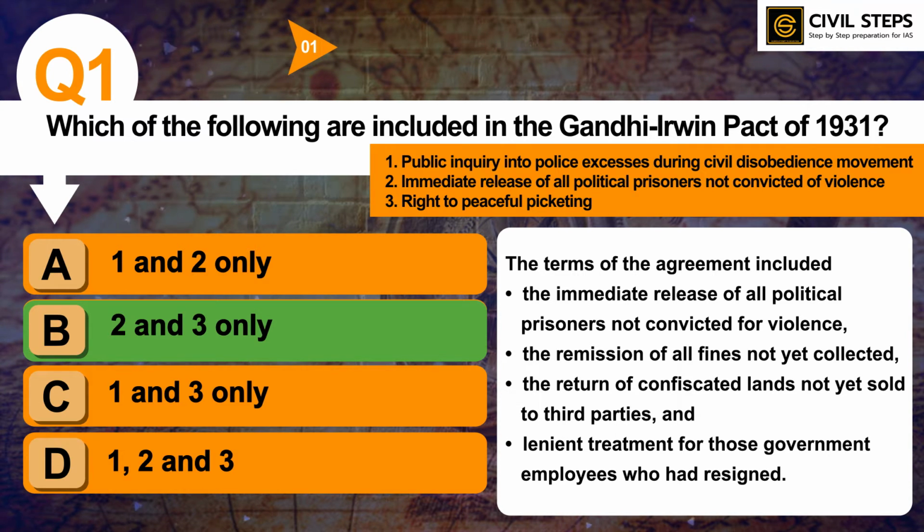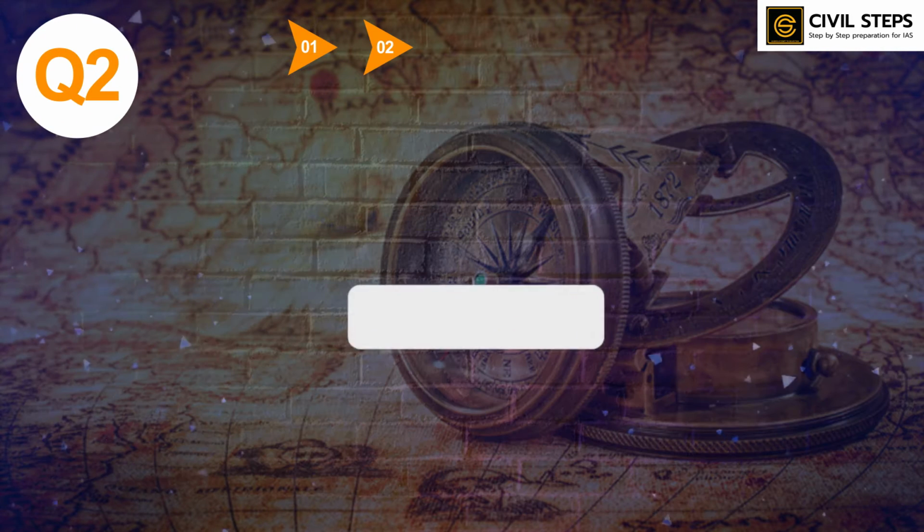So this topic of the Gandhi-Irwin Pact is extremely important from the UPSC prelims exam point of view, and you should cover the round table conferences also. There were 3 round table conferences. You should know about the first, second and third round table conference, who participated in which conference, and who boycotted those conferences. So this was all about question number first. Now let us discuss question number second.